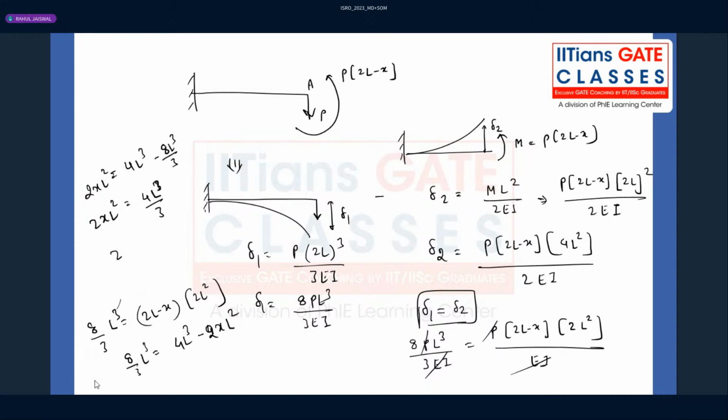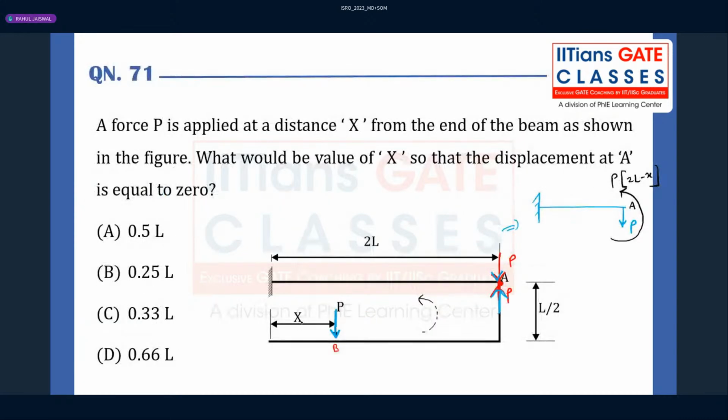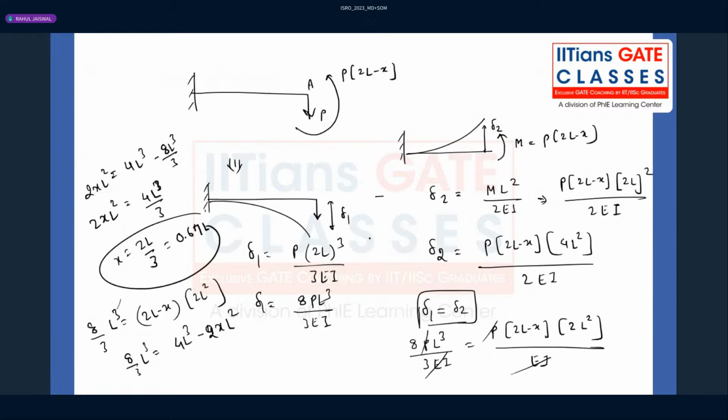So here we can write further, X will be 2L divided by 3. That means X will be 0.67 times L. When this distance is 2 by 3 times L, then we can say the displacement at A will be 0, because we are loading in such a way that the displacement at A has to be 0. Make a note of it.